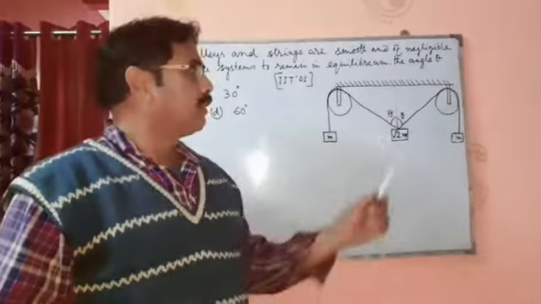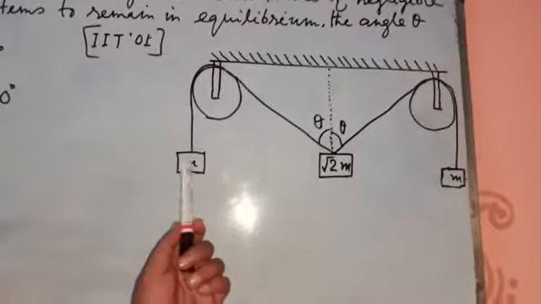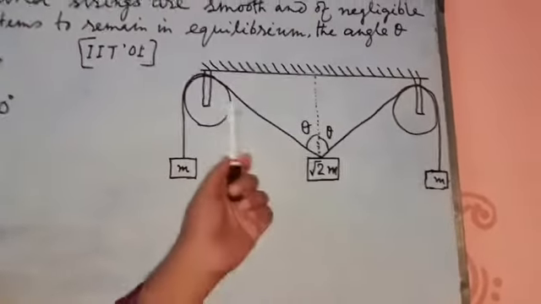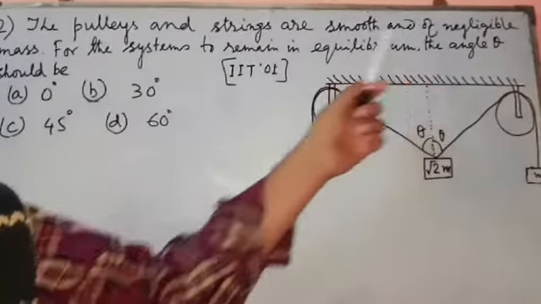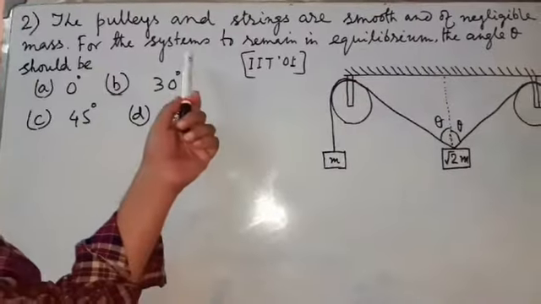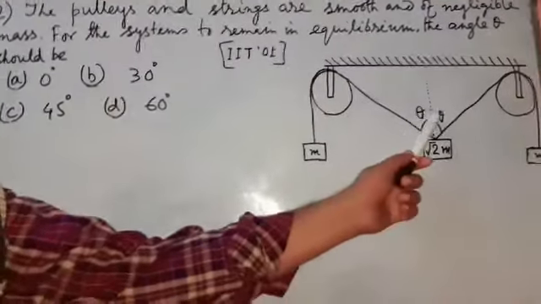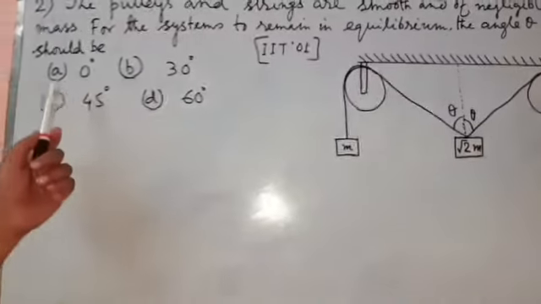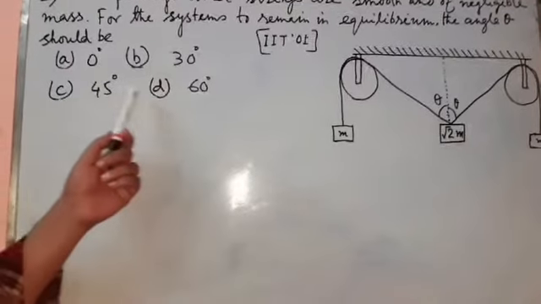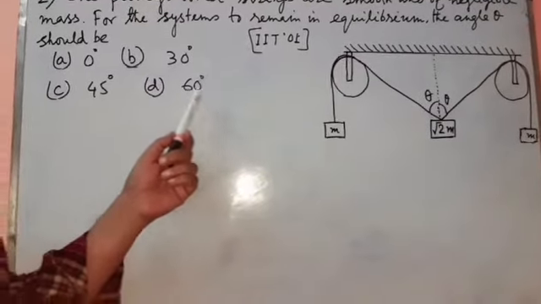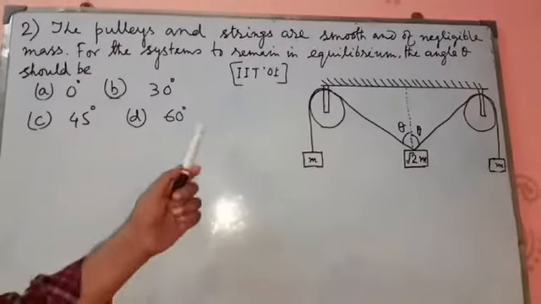Second problem. In this figure, here it is root 2 m, here it is m, here it is m. These masses are suspended. Here the pulleys and strings are smooth and of negligible mass. For the system to remain in equilibrium, this theta should be, here 4 options are there: A 0 degree, B 30 degree, C 45 degree and D 60 degree. This question was given in IIT 2001. So how to solve it?